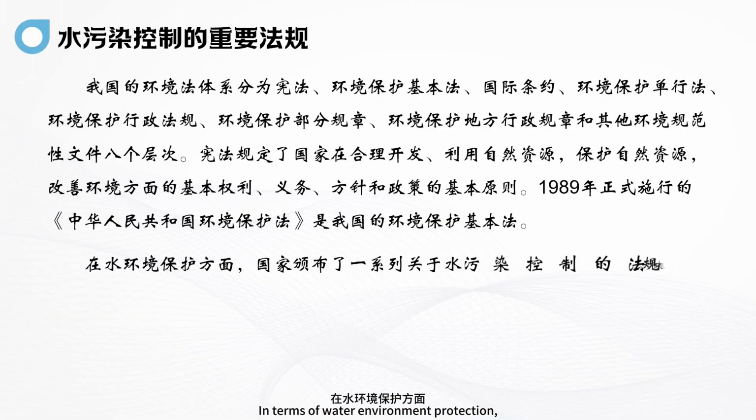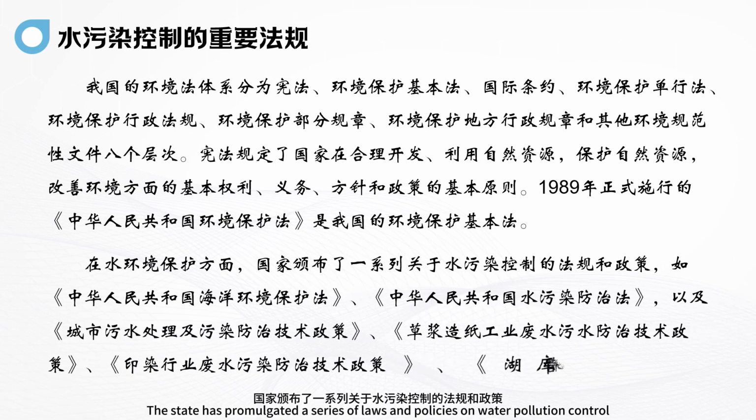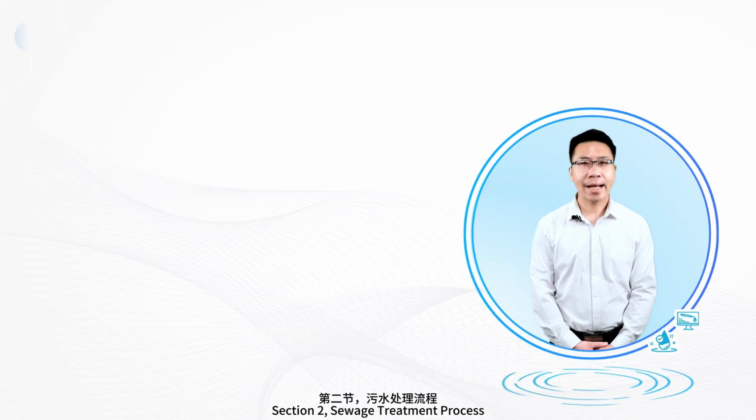In terms of water environment protection, the state has promulgated a series of laws and policies on water pollution control, such as the Marine Environmental Protection Law of the People's Republic of China, the Law of the People's Republic of China on Water Pollution Prevention and Control, the Technical Policy of Urban Sewage Treatment and Pollution Prevention and Control, the Technical Policy of Wastewater Prevention and Control in Straw Pulp and Paper Industry, and the Technical Policies for Prevention and Control of Lake and Reservoir Nutrition, etc.